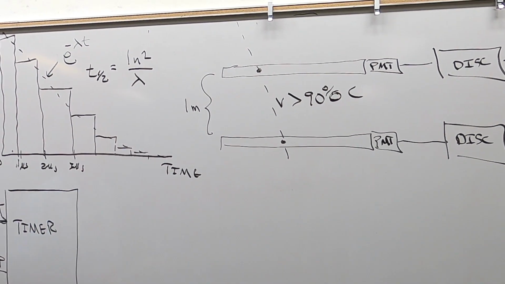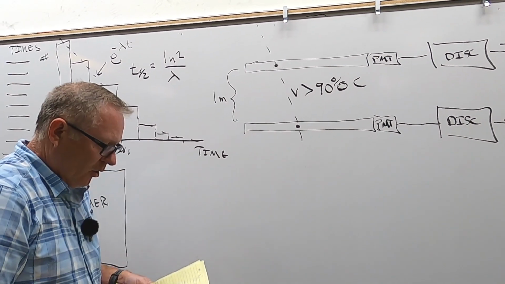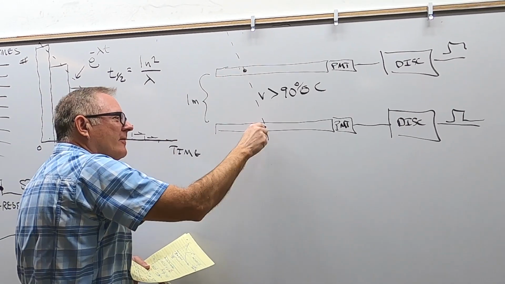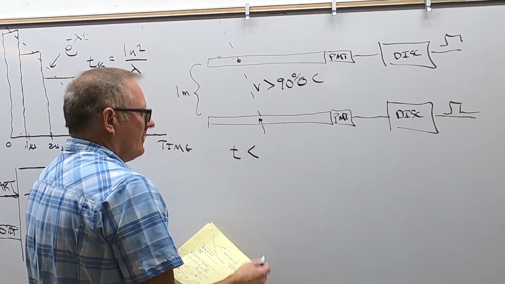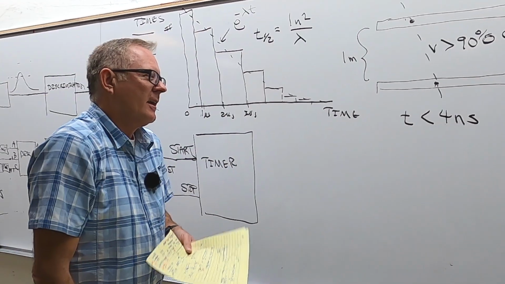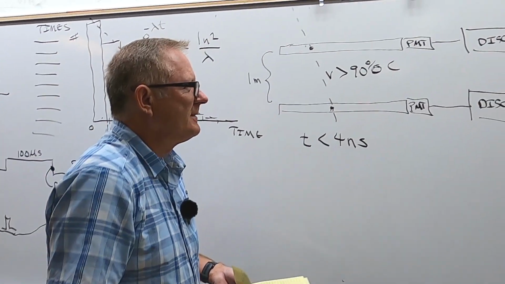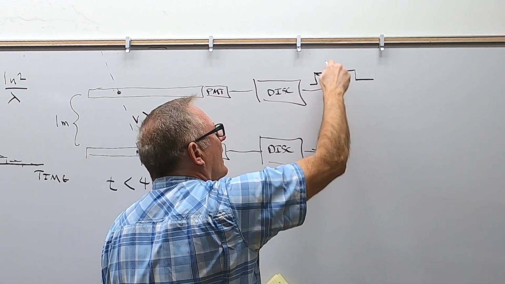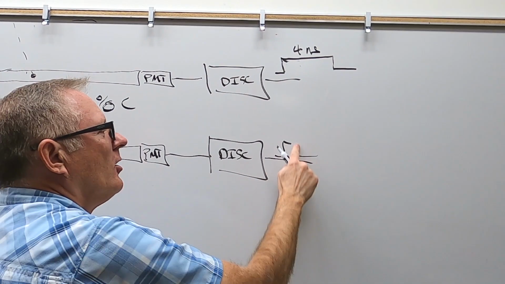Well, since we know what the velocity is and we know what the distance is, we know how much time it takes to move from there to there. The time between here and here has got to be less than about 4 nanoseconds. If you're more than 4 nanoseconds, then you're going slower. So what I'll do is, I'll make this one, let's say, 4 nanoseconds wide. And this one I'll make really short.